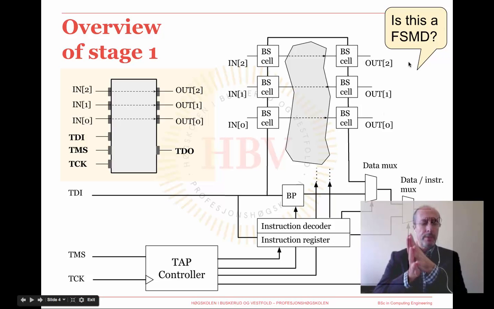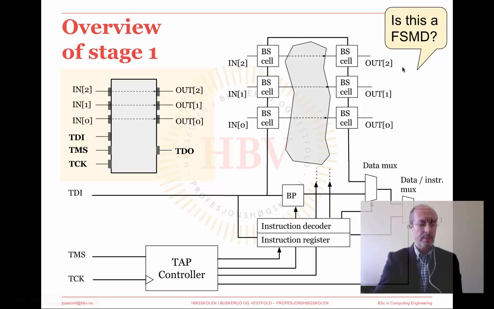In the light of what you have learned so far concerning finite state machines with data path, would you see the boundary scan test architecture as an example of this type of circuits?